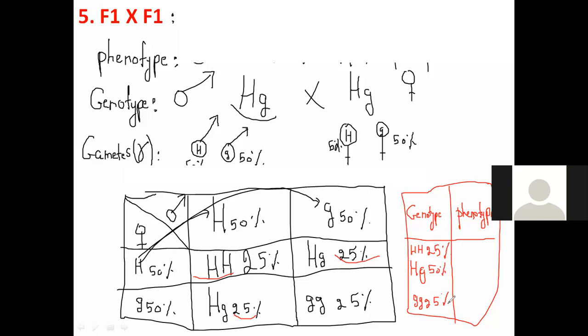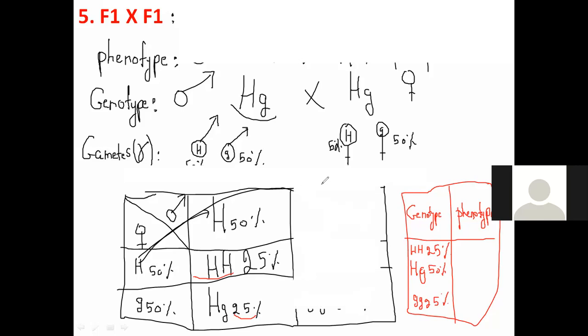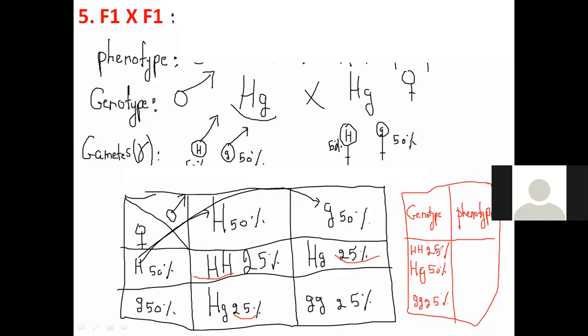Okay, first of all, HH. What will be the color if it's HH? Is H dominant or recessive? Black? We don't have black here. It's either hazel or green. HH is hazel. So HH is hazel.